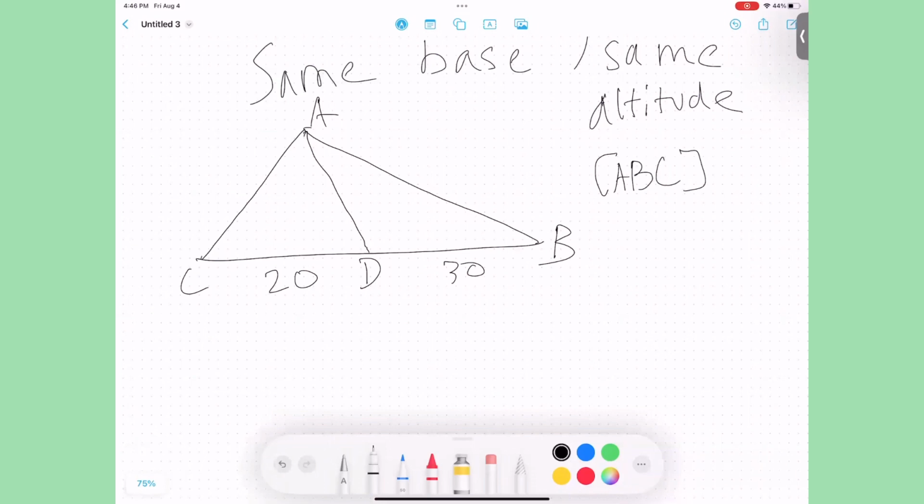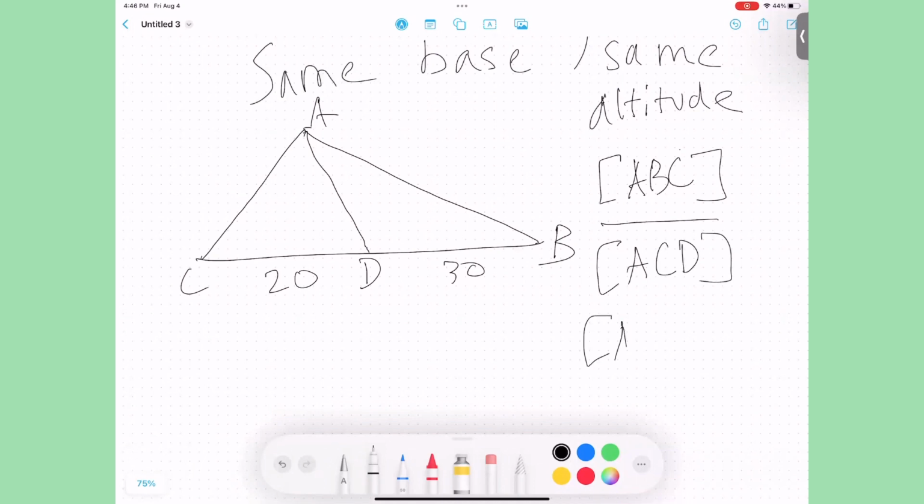Also, this is how you write area: you basically write area by writing two square brackets. So one square bracket, then you write the name of the figure, here ABC, and then you close it with another square bracket. So what's ACD, and then what's ABC over ABD?